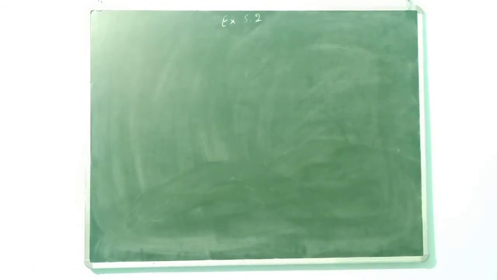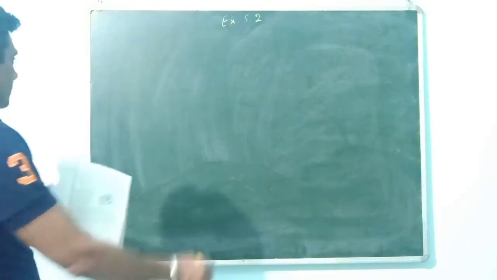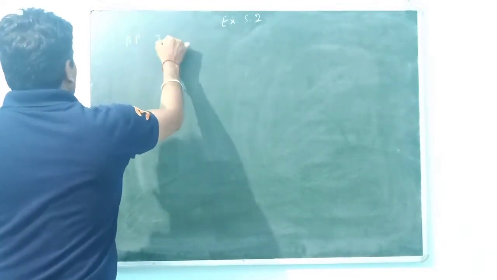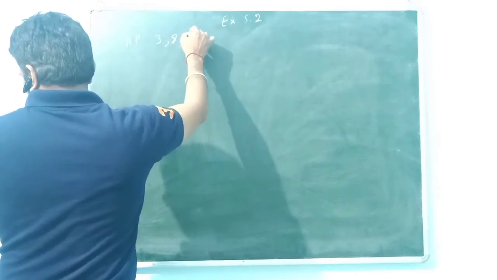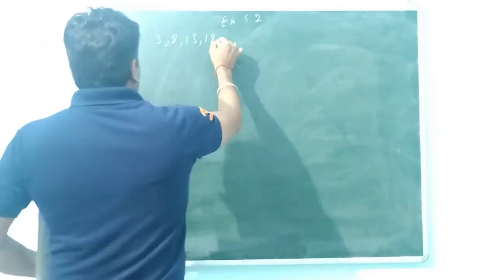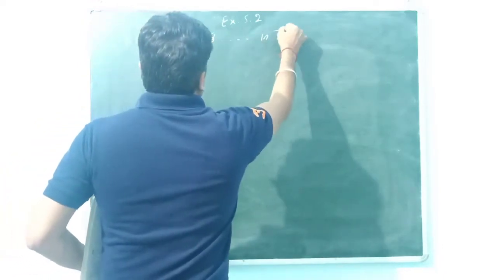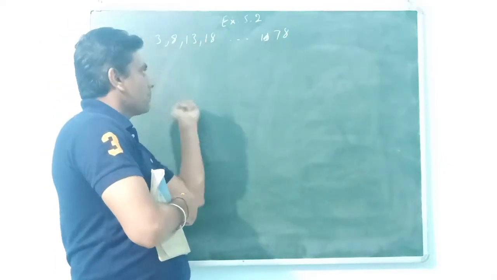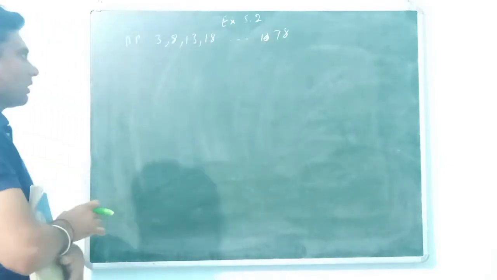Question number 4. Which term of the AP 3, 8, 13, 18, is 78? यानी कि ये जो AP दे रखी है, इस AP की कौन सी टर्म 78 होगी?